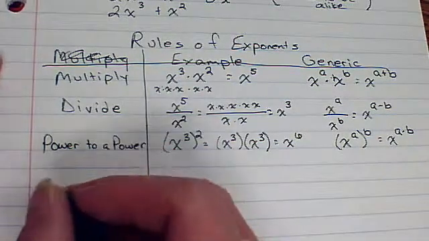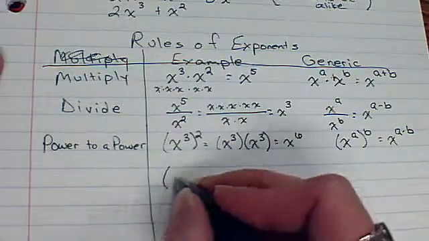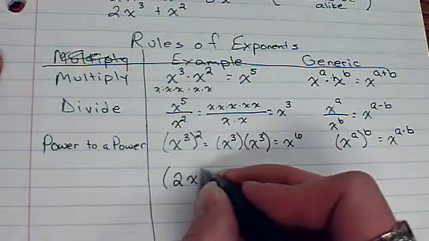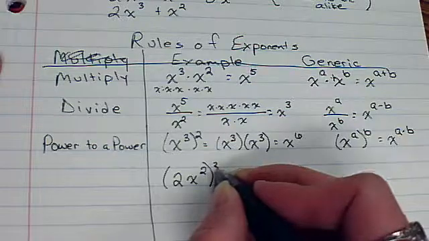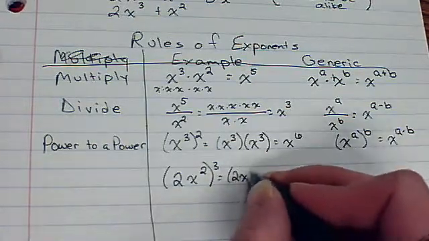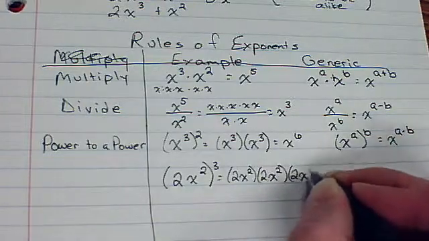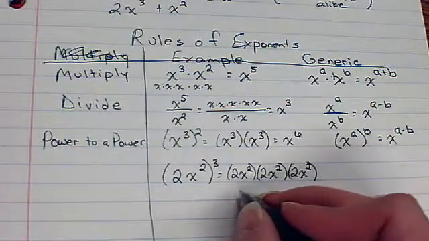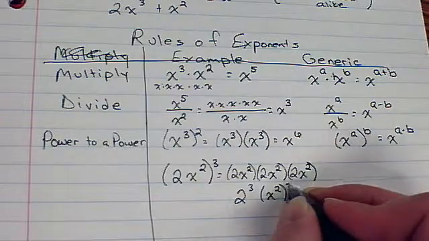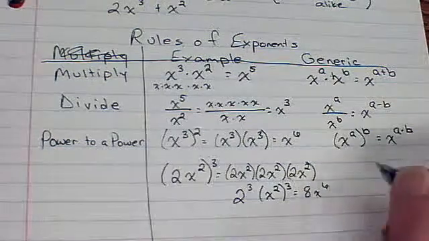Now, we also need to look at what happens if we had 2 things in there. Let's change it up, 2x squared, all of that cubed. Remember, that's going to mean we have 2x squared times 2x squared times 2x squared. Or isn't that the same as doing 2 cubed and then x squared cubed? Yeah. End up with 8x to the 6th.